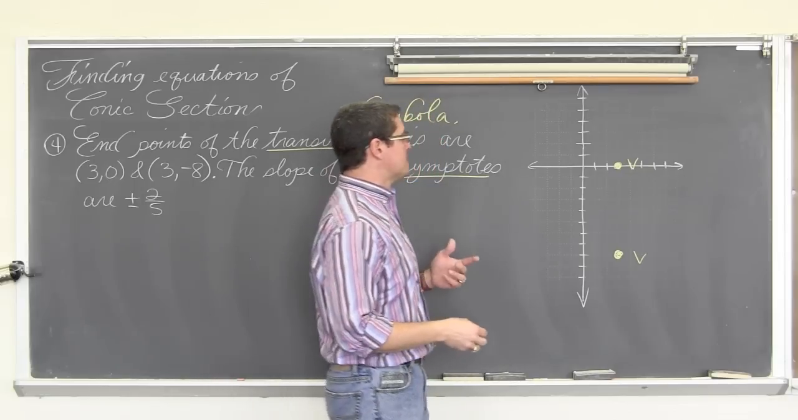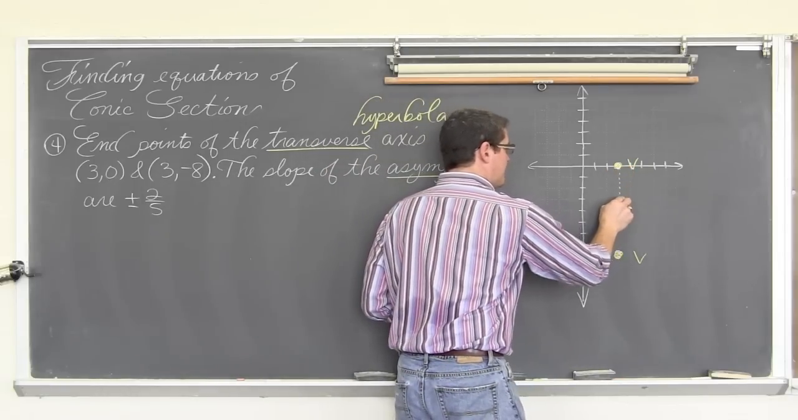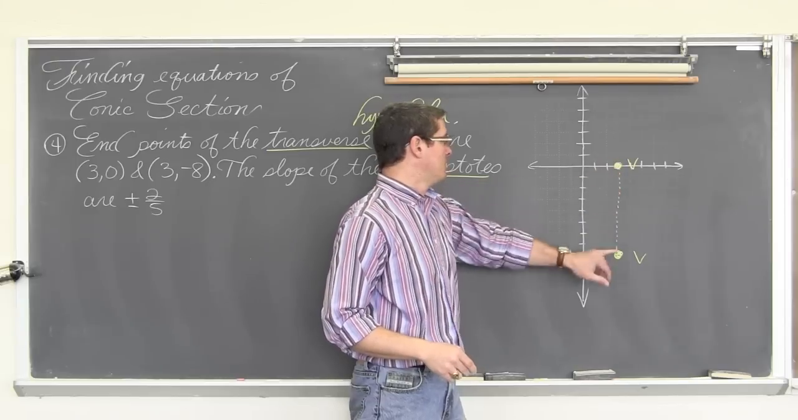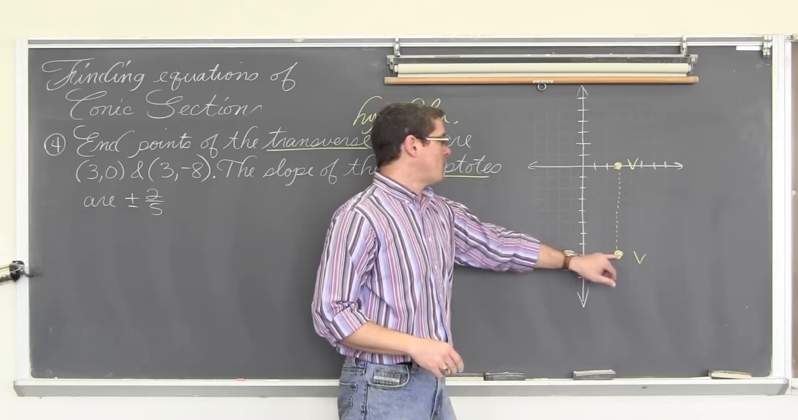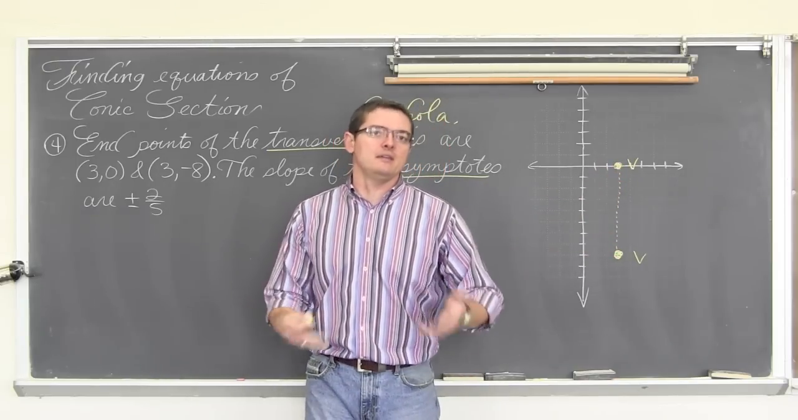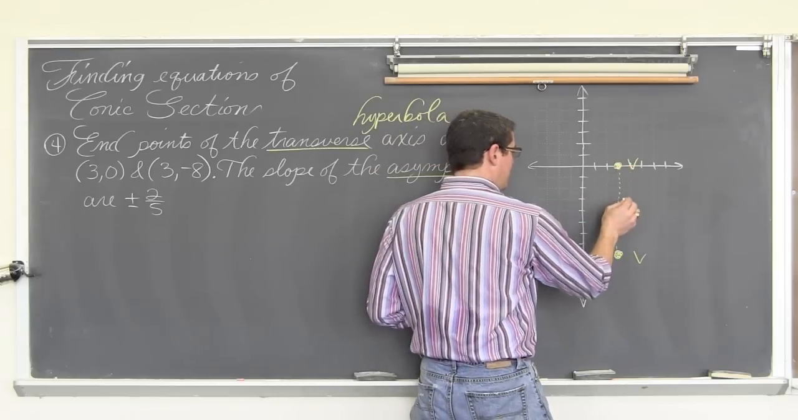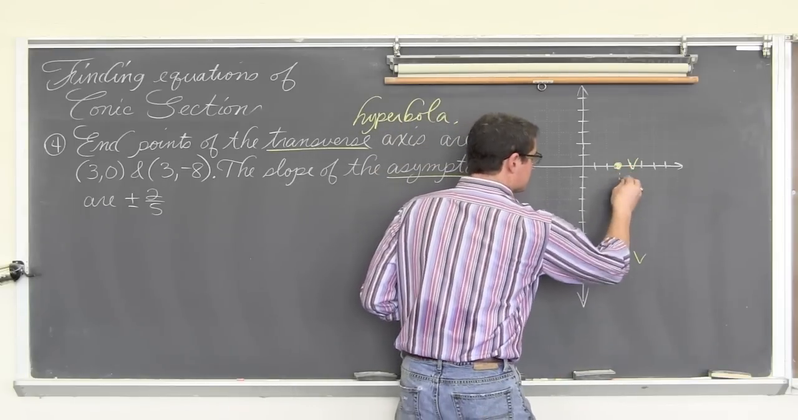It also means that somewhere in the middle of this axis, we have the center. So this is a y value of 0. This is a y value of -8. That's a distance of 8. Half of 8 is 4. So 1, 2, 3, 4. We've got the center.